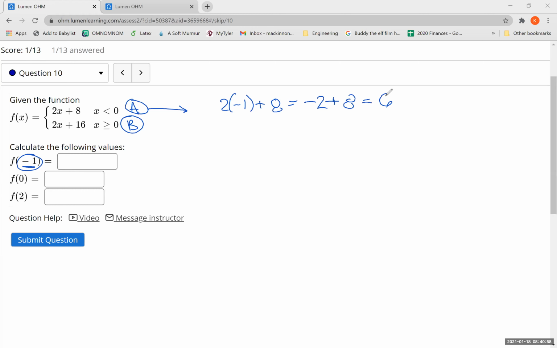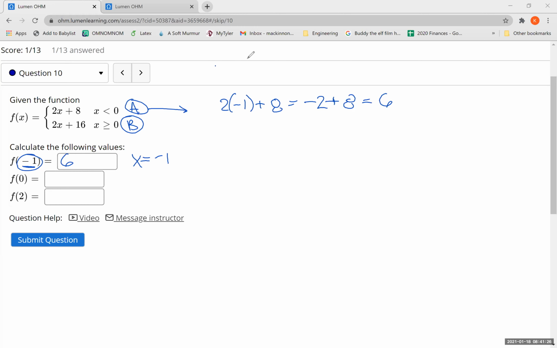Why do I plug that into A? Well, since x equals -1 in this case, -1 is going to be in the space less than 0. So that's where it goes. So the equation corresponding to that particular domain is 2x plus 8. Okay. All right. So the answer for this guy is 6.